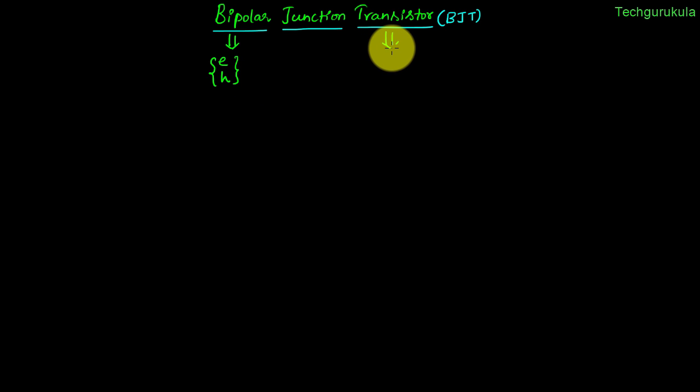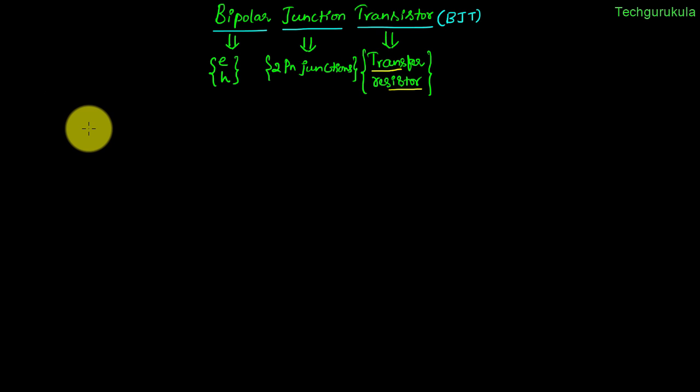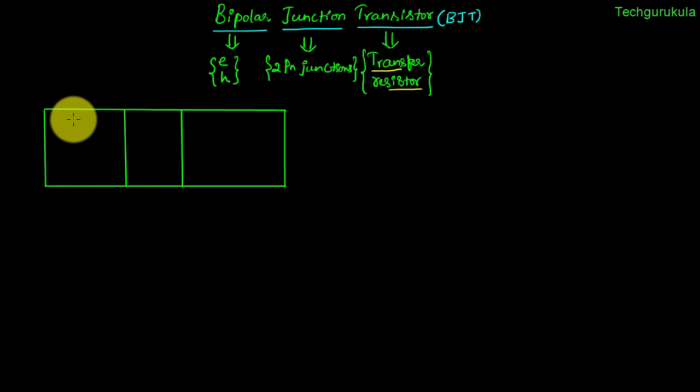Transistor name comes from transfer resistor, and BJT is a bijunction device. So we have two PN junctions. We can form two PN junction device like this, where this is P-type material and this is N-type material, and this is again P-type material. We have one junction formed between this P and this N, and another junction formed between this N and P materials. So basically we have two junctions.